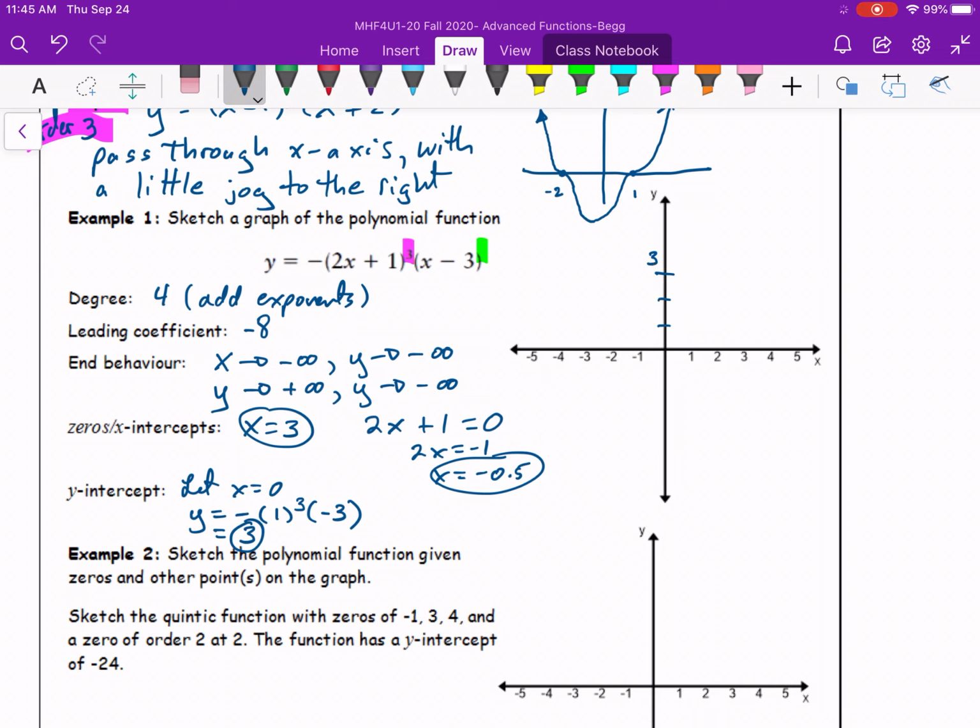So with all that, I can do a half-decent sketch of the shape of my function. So it's got a y-intercept at 3, it's got an x-intercept at negative 0.5. It's got another one at positive 3. We also know that it's going to be coming up this way and going down this way on each end. But before I get to that, we also know that this is a degree 3 root, so it's going to have that little jog thing going on there.